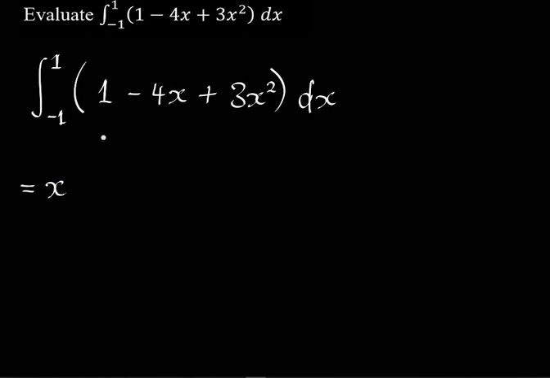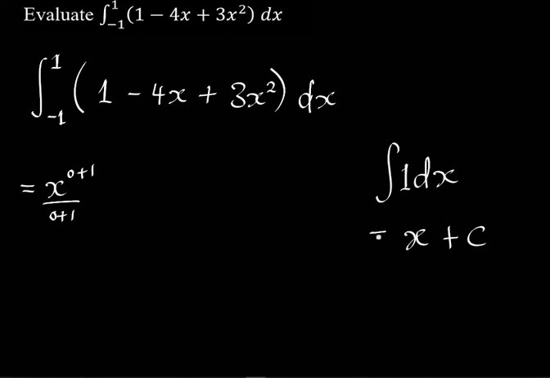I think you know that now. Whenever you have a number, it's x^0 plus 1 divided by 0 plus 1, which simply means x to the power 1 divided by 1. So whenever you see a 1, just know that that 1 is going to become an x. Another way of seeing this: whenever you see this, it means here we've got a 1. Therefore, the integral of this is going to be x plus c. Notice I've got no limits, so I'll have to put a plus c there.